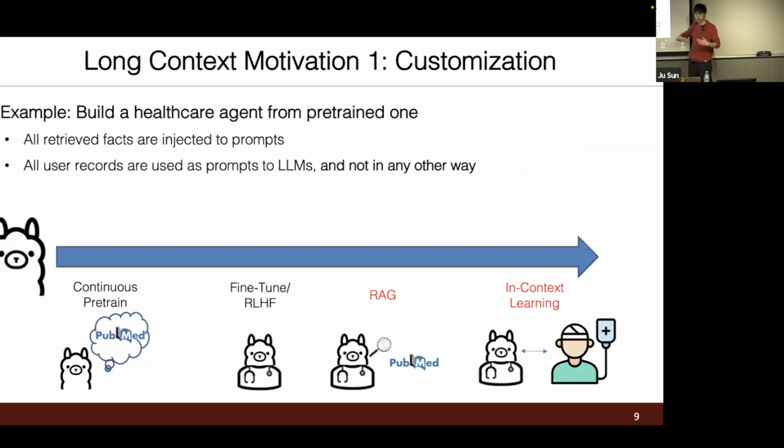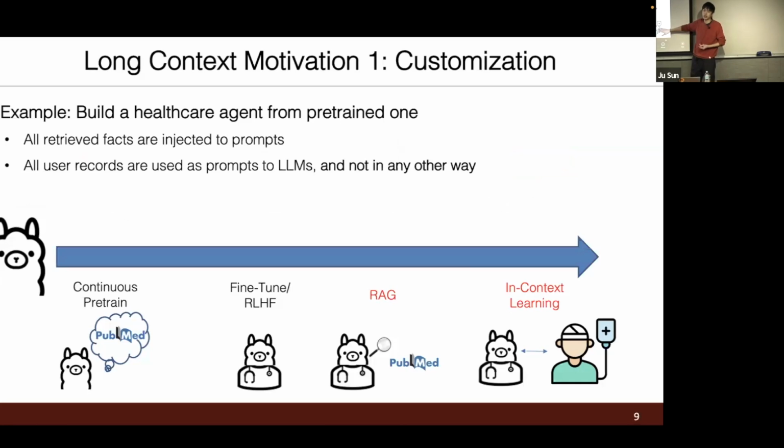So here we can see all retrieved files are injected into prompts. Okay, so they will enlarge the prompt length. This is the first thing. The second thing is that if we really want a customized answer, we need to feed more information into it. So you can imagine the higher the customization level, the longer the context length.